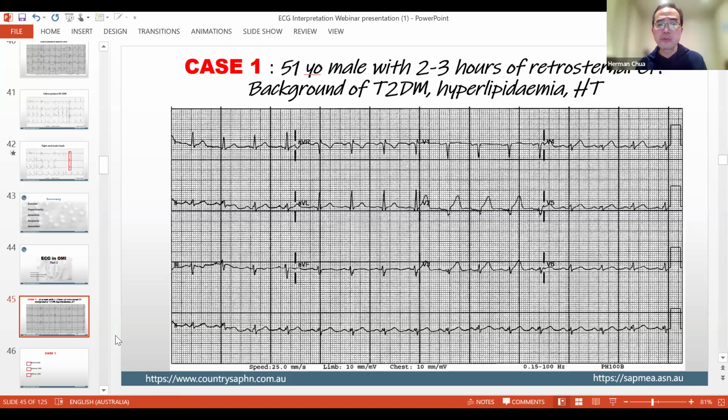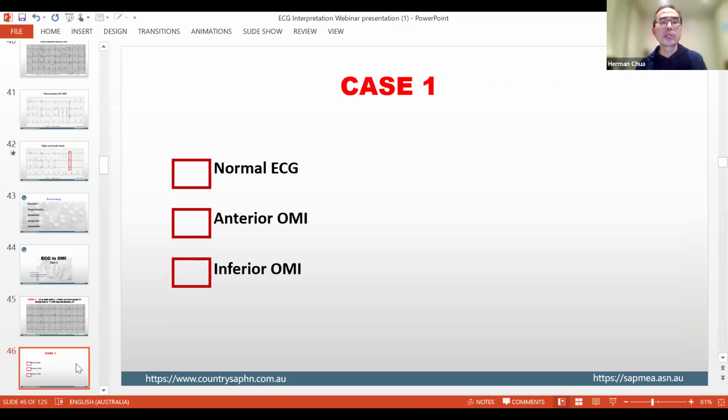Okay, so just have a look at this ECG. And Busala, we're going to poll now, right? Yes, that's correct. The poll's up. Okay, so the question I want to ask is this: is this a normal ECG, or does this ECG show an anterior OMI, or does this ECG show an inferior OMI? Okay, I'm going to just flash the ECG before you again, right?